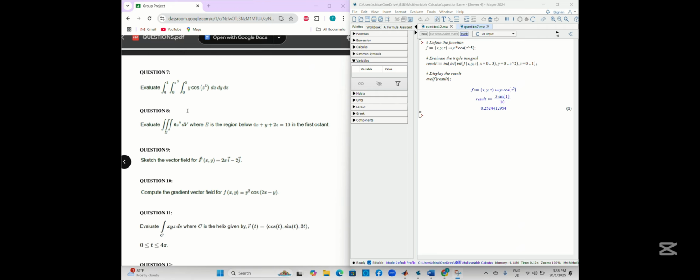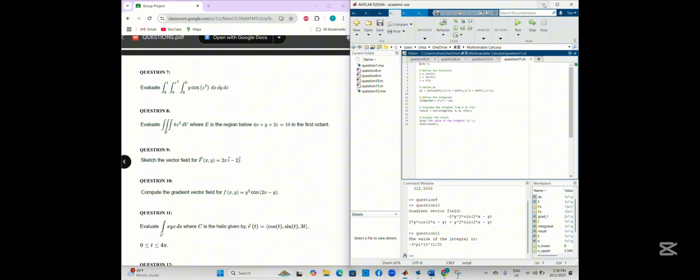So now I will explain question 7 until question 12. For the first question, we need to evaluate the triple integral of y cos z to the power of 5 dx dy dz. So I will use the Maple software to solve this question 7. On the right side is the code for the Maple software for question 7. The final result I will get is 0.2524.